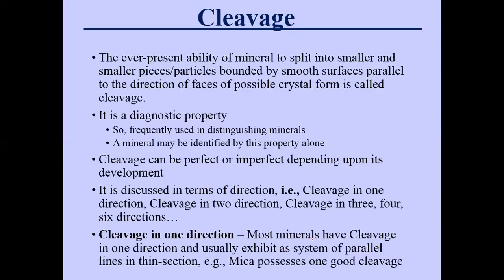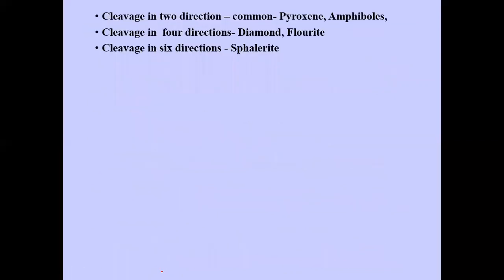Cleavage in one direction. Most minerals have cleavage in one direction and usually exhibit it as a system of parallel lines in thin section. Generally जो अक्सर minerals में cleavage सिर्फ एक ही direction में होता है वो thin section में parallel lines के system की तरह नजर आ रहा होता है. For example, mica possesses one good cleavage.